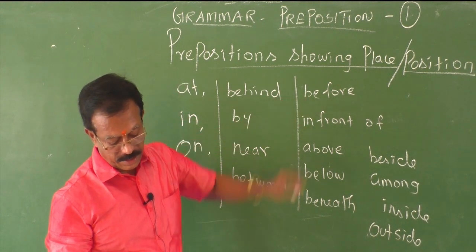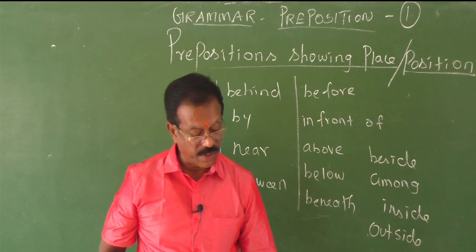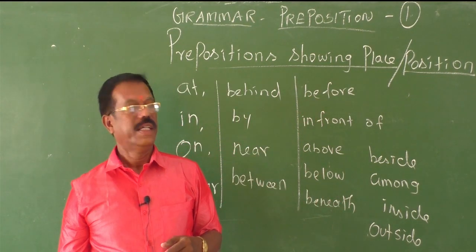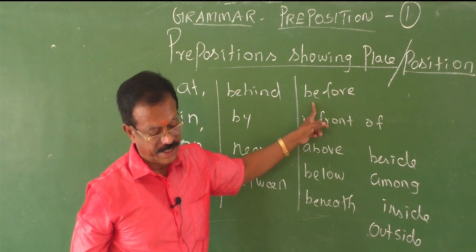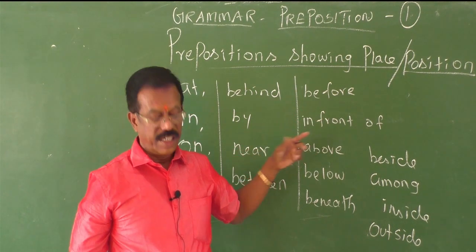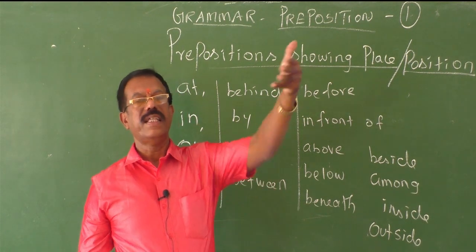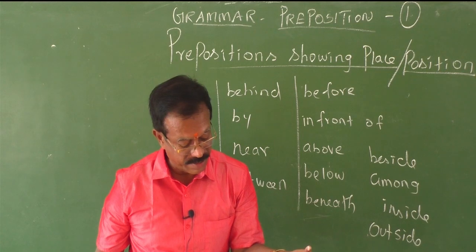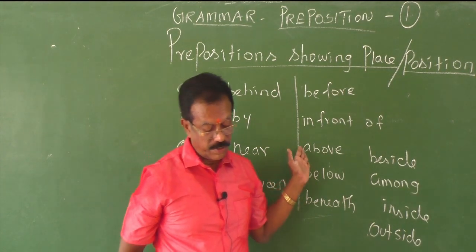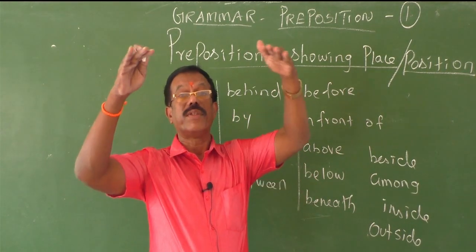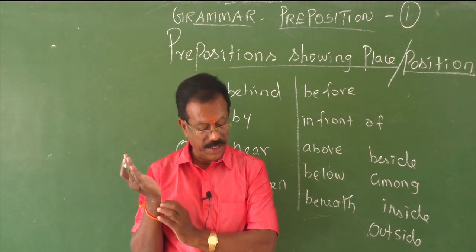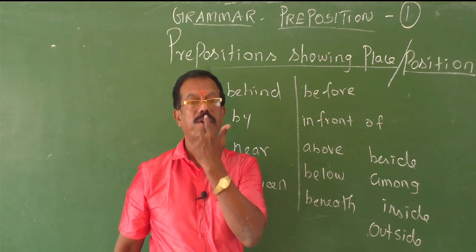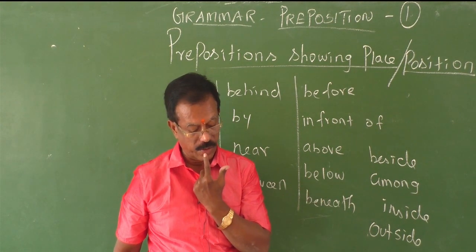Then before: the prisoner was brought before the judge. See, the tree is in front of the house. There is a temple in front of my house, you can say. And then above: the aeroplane is flying above the clouds. See, below: the mouth is below your nose.